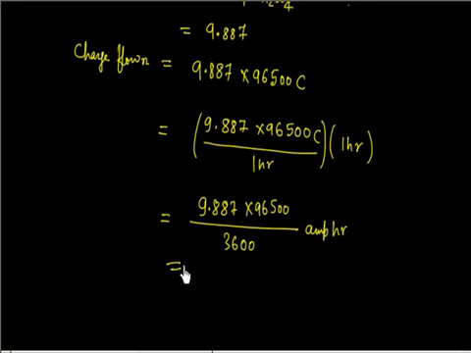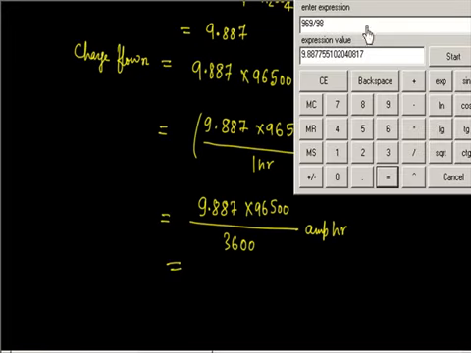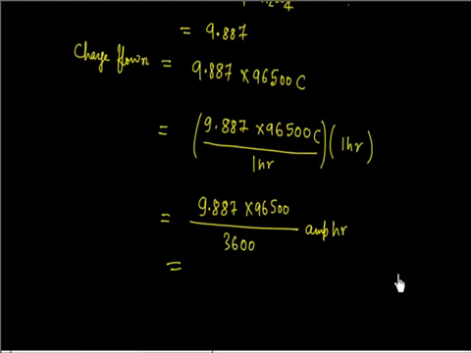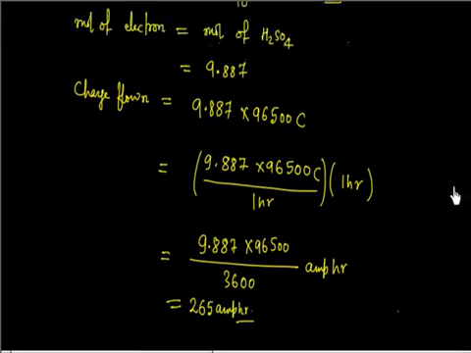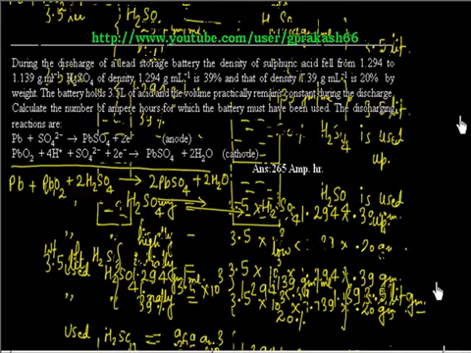So let us calculate this value. 9.887 into 96500, divided by 3600. So this value is around 265 ampere hour. Let us check the answer. Yeah, this is around 265 ampere hour.